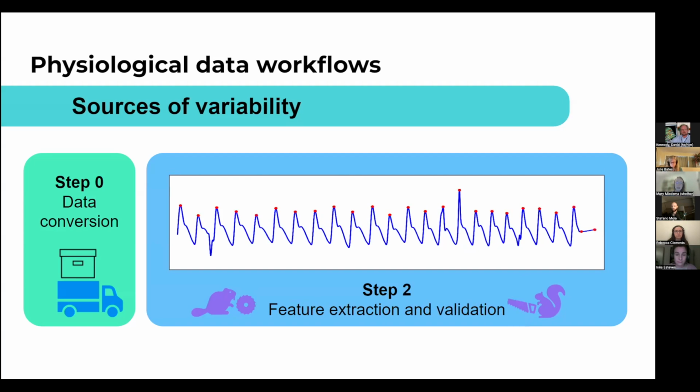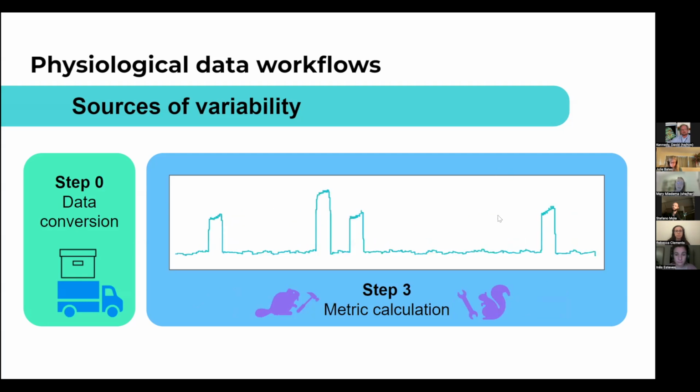The second step might be to perform some kind of feature extraction and validation on that pre-processed data. For this signal, it's a PPG signal, so what I'm really interested in is peak detection. I want to identify peaks that correspond to heartbeats. The last thing I might do with this data, once I've taken a look at these peaks and made sure they're where I want them, is to calculate some kind of metric. In this case, I've calculated heart rate variability.